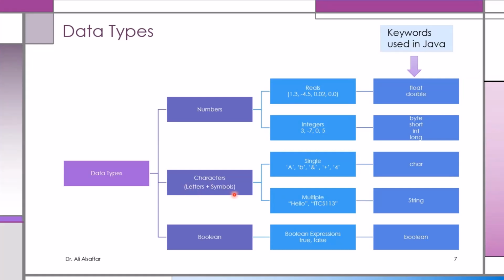When we combine letters with symbols, we give them one label, one name, called characters. So when we say characters, then it is either letters or symbols.